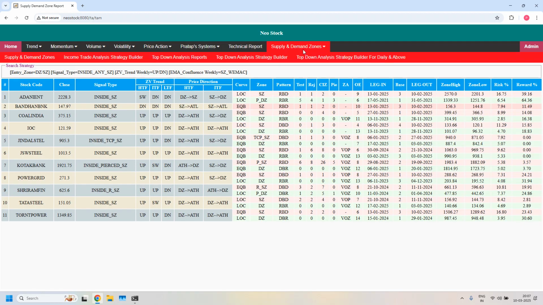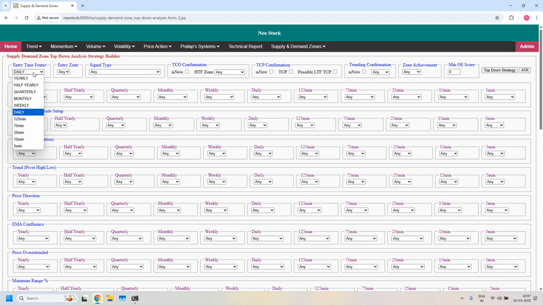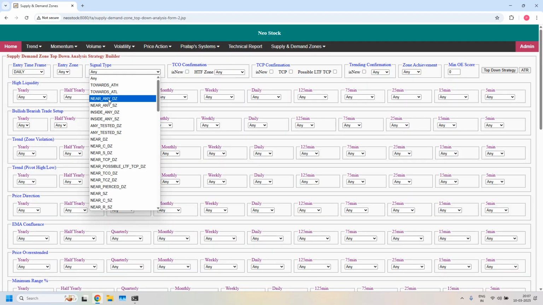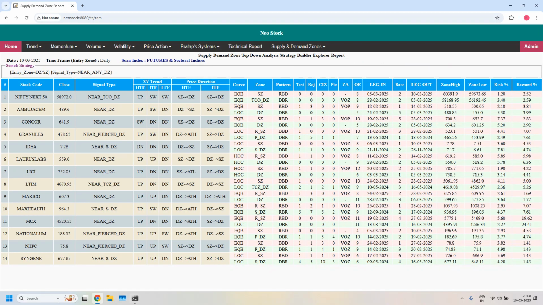Okay, next time frame is daily. Entry time frame daily. Let us find the stocks near daily demand zone. We got 14 stocks. Let us identify high liquidity daily demand zones from this list. Idea is having a daily high liquidity demand zone.